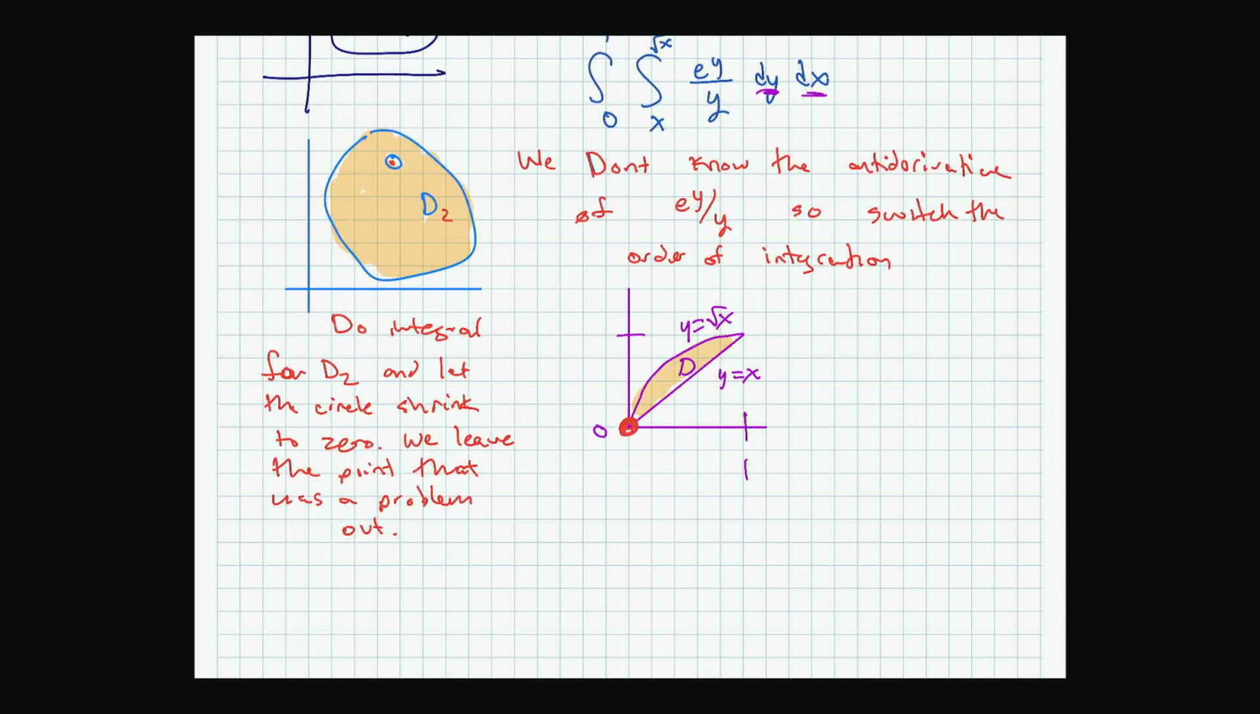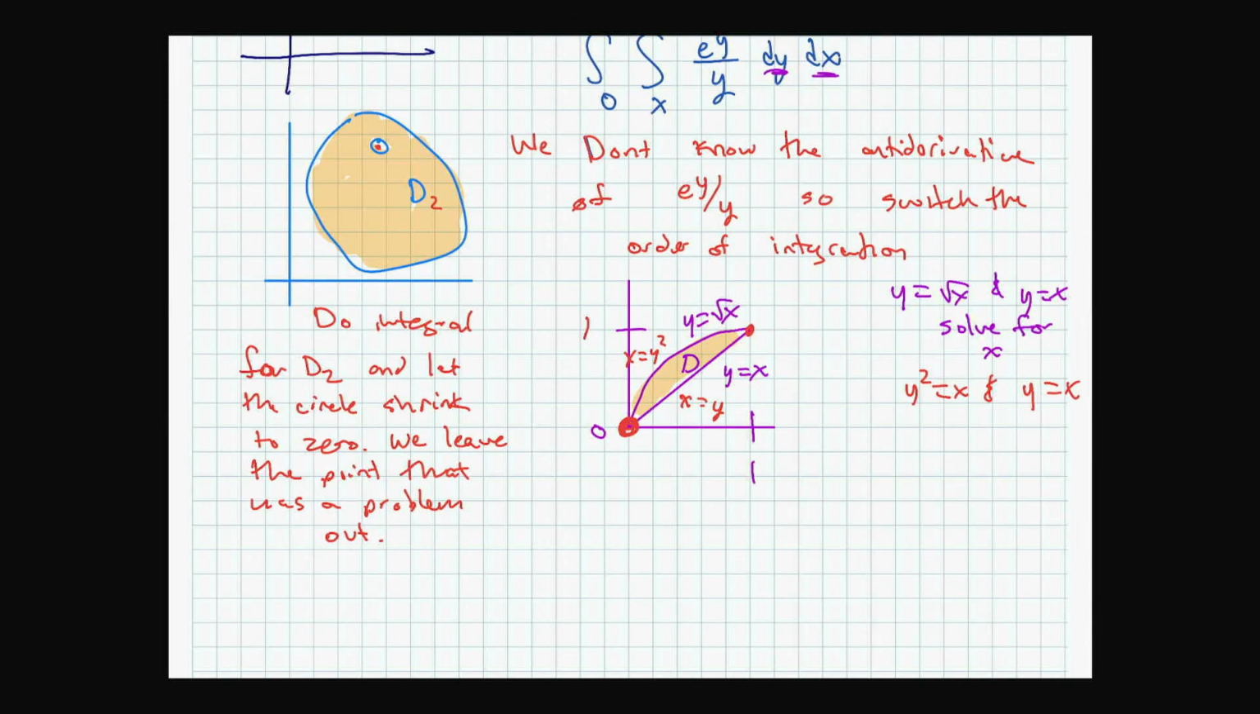How are we going to integrate it? Well, we would need to solve these the other way around, right? So y equals square root x and y equals x. I want to solve for the other variable, so solve for x. What we'll get is y squared equals x, and just y equals x. There's nothing to do for that one, right? So you call this x equals y, and you call this one x equals y squared. Also, that point is 1, 1.